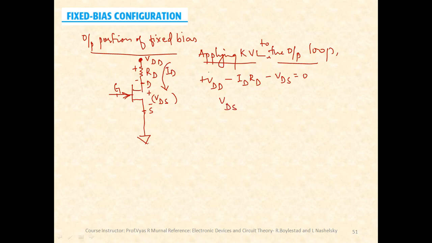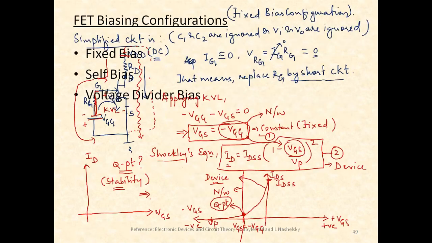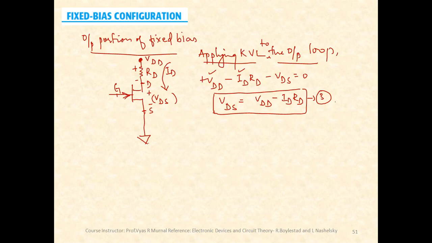We are interested in VDS, because we already know the value of VDD and we have found out the value of ID from the input loop. So both the values we know. The only parameter which needs to be found out from the output loop is VDS. So VDS is VDD minus ID into RD. That's the last expression which is supposed to be obtained. Let me call it equation 3.